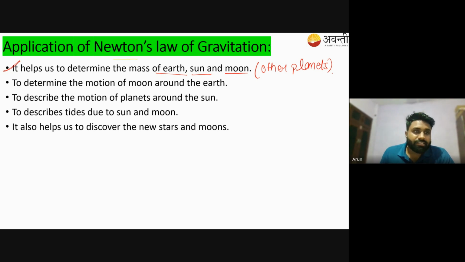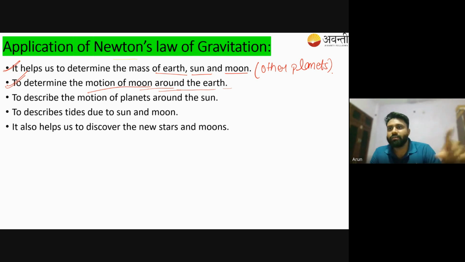The next application of this law is to determine the motion of moon around the earth, that how and when the moon will complete its circle, complete its revolution, what path it is taking. These are very important, because when we launch a satellite, we have to calculate the exact position where we want to place that satellite. So these are very important for the calculation of that.